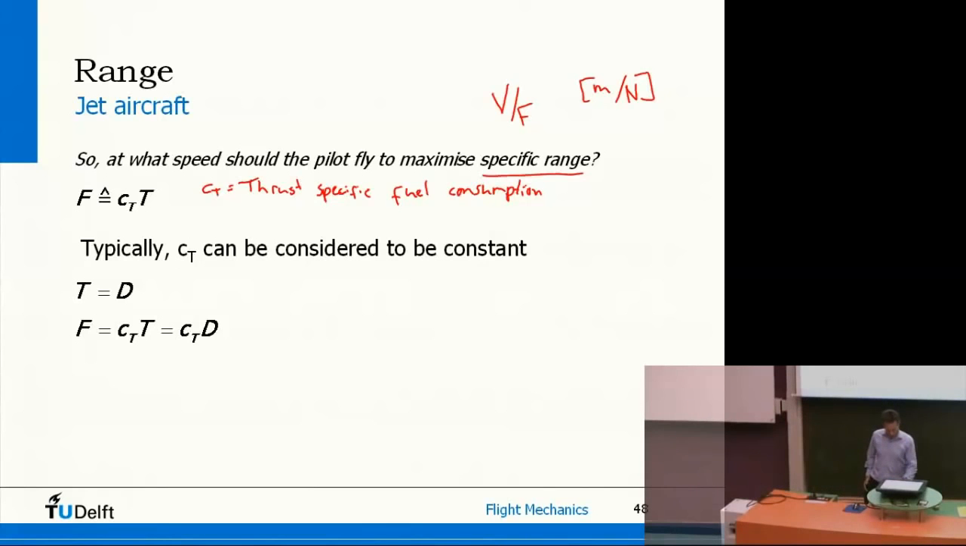So if I divide airspeed by this quantity F, then this is what I get. I just introduce the airspeed parameter, and you can see straight away that if this parameter CT is more or less constant, then in order to maximize specific range, you would have to maximize airspeed divided by drag, or in other words, you should say, okay, that's aerodynamic drag divided by airspeed, and then I take the minimum. So this is the condition you need for a jet aircraft to achieve maximum range.